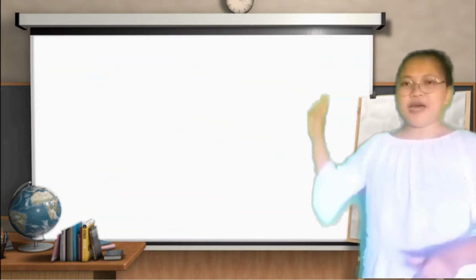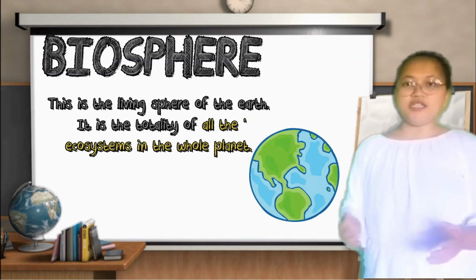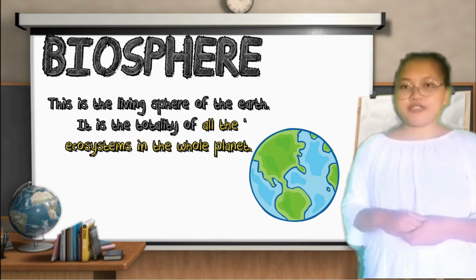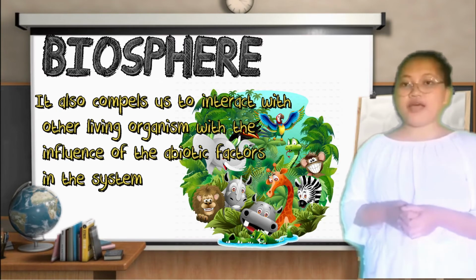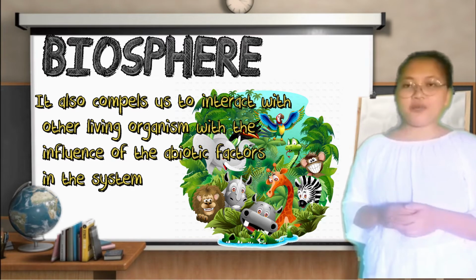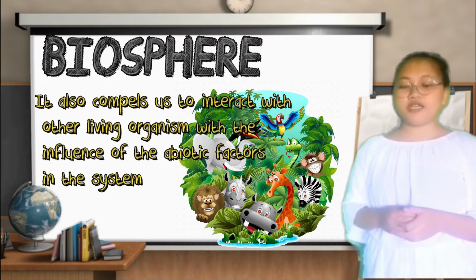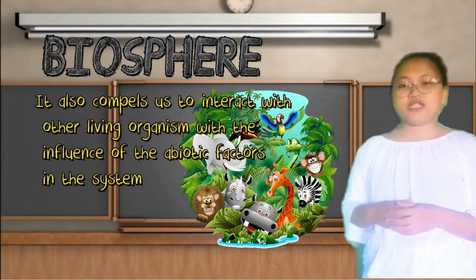The last one is biosphere. This is the living sphere of the Earth. It is the totality of all the ecosystems in the whole planet. It consists of all life forms. It also compels us to interact with other living organisms with the influence of the abiotic factors in the system.